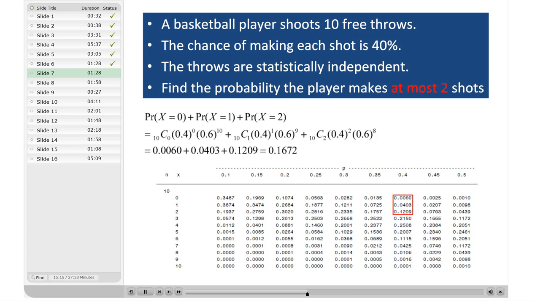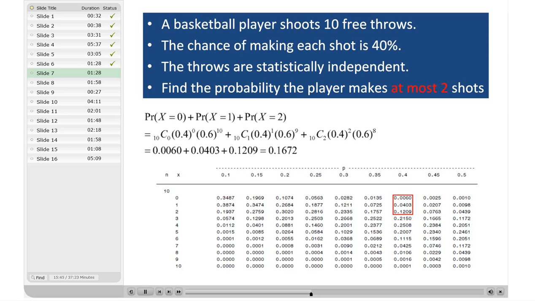So the first thing we have to do is think about what does it mean for the number of free throws to be at most 2? Well, the number of free throws made can be any number between 0 and 10. So if it's at most 2, that means it has to either be 0, 1, or 2. And so if we want to find that probability, we just have to add those probabilities together. Probability x is 0 plus probability x is 1 plus probability x is 2.